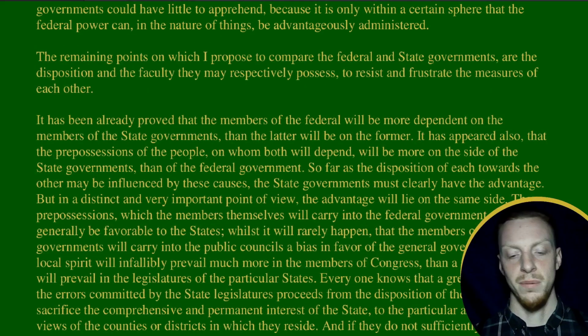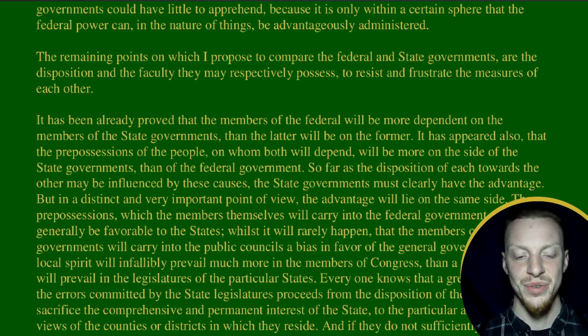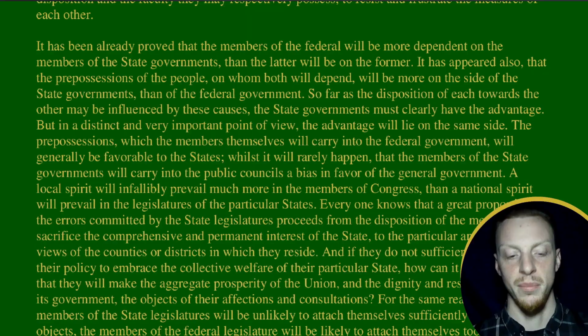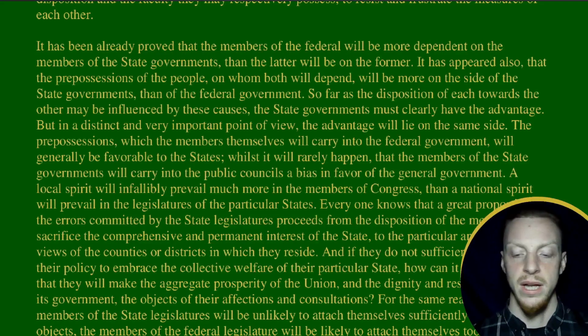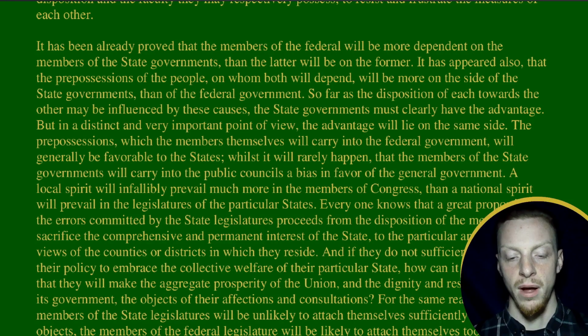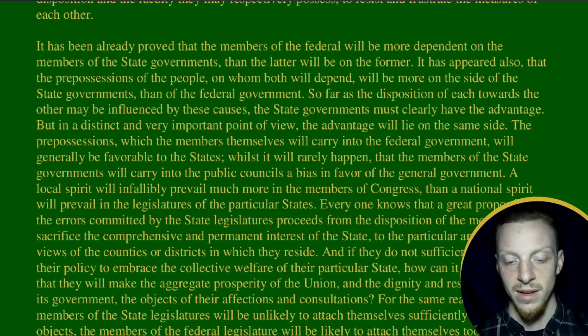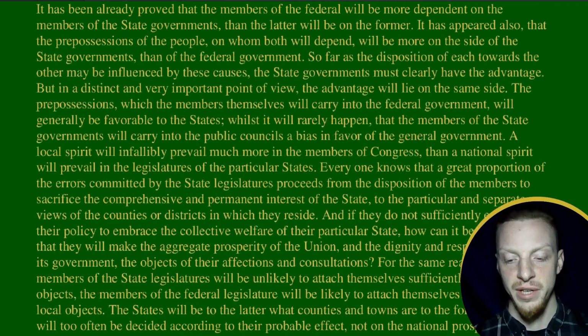The remaining points on which I propose to compare the federal and state governments are the disposition and the faculty they may respectively possess to resist and frustrate the measures of each other. It has been already proved that the members of the federal will be more dependent on the members of the state governments than the latter will be on the former. It has appeared also that the prepossessions of the people, on whom both will depend, will be more on the side of the state governments than of the federal government. So far as the disposition of each towards the other may be influenced by these causes, the state governments must clearly have the advantage.